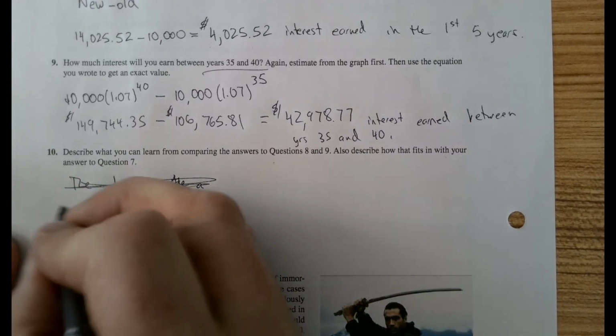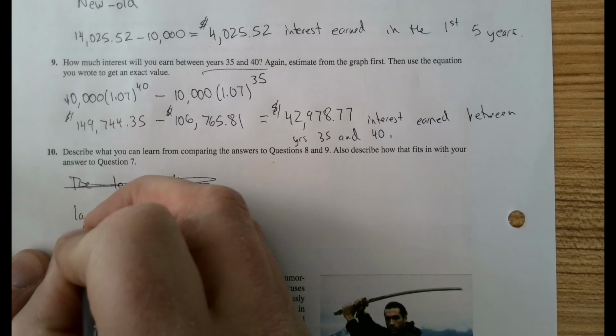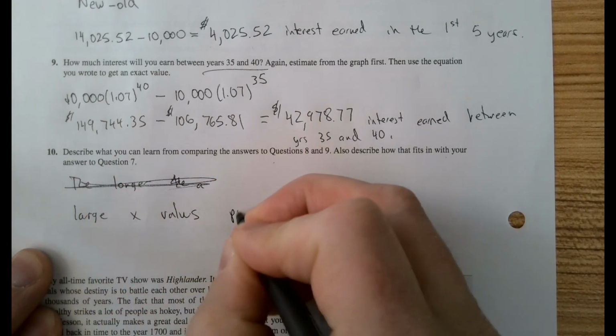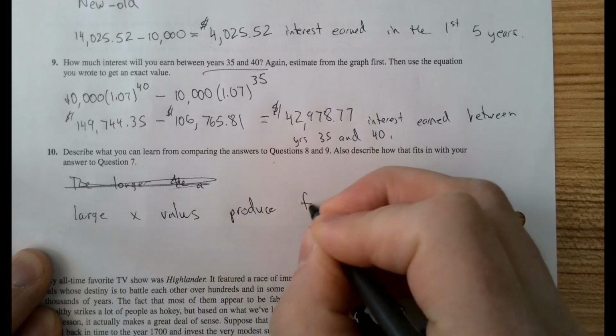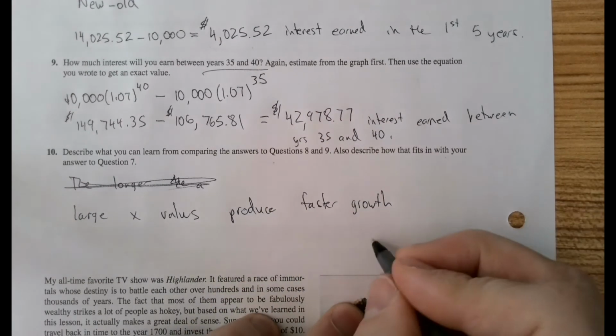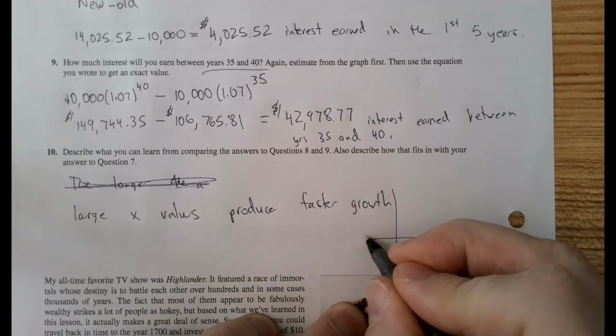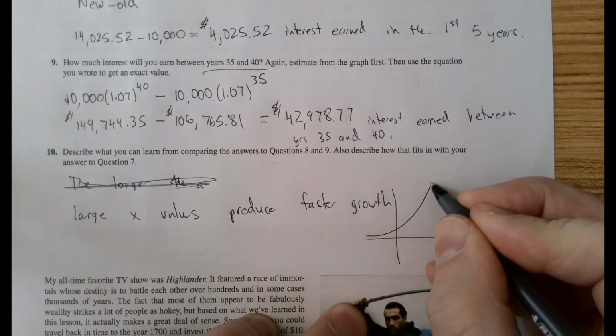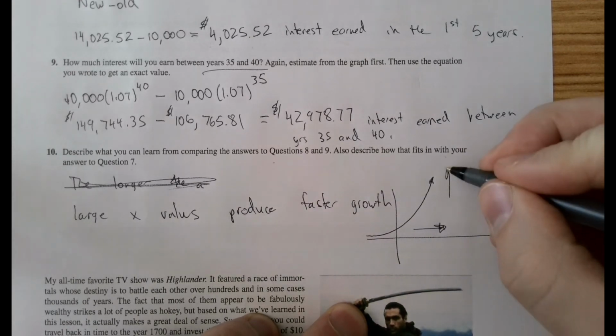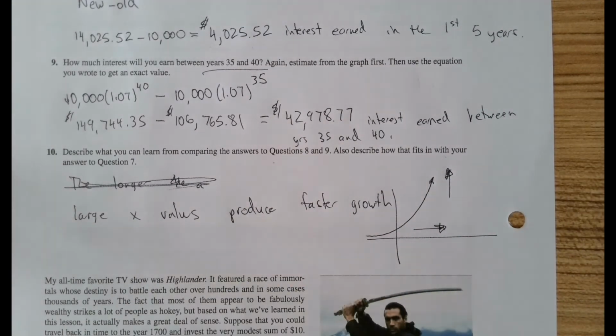So large X values produce, let's call this faster growth. That's the point of exponential. Again, I think a picture is much better showing this. The further out we go, the further this direction we go, the steeper this graph becomes.